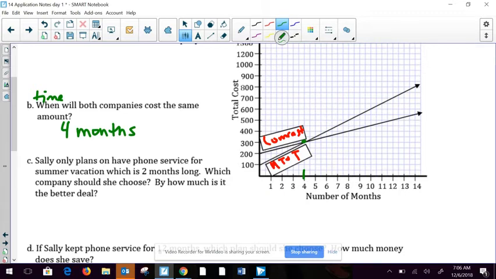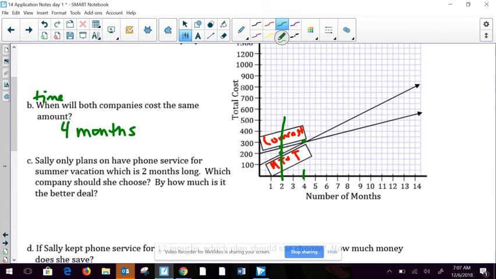Now, if Sally's planning on only having a phone service for summer vacation, which is 2 months long, we want to know what company she should choose. So I'm going to go over to the 2 months. Here's my 2-month line. I'm going to draw a line straight up. And we see that it hits here and here. So we want to know which company should she choose.